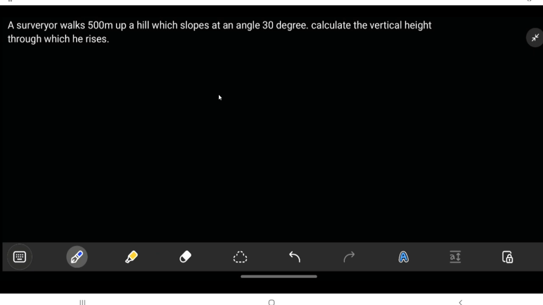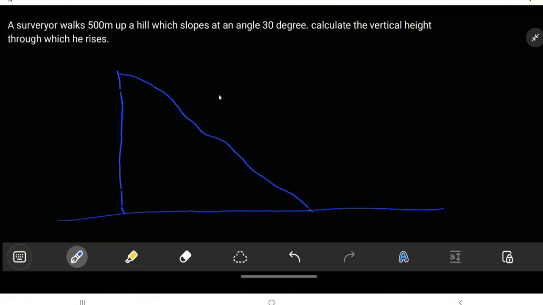So let's just draw a hill. Let's assume this is our hill, and our hill looks like so. This is our hill, and this is the surveyor. He walked 500 meters up the hill, so that means from here to here is going to be 500 meters.